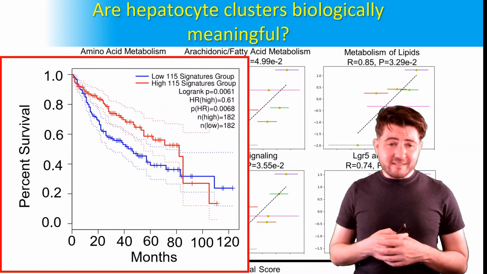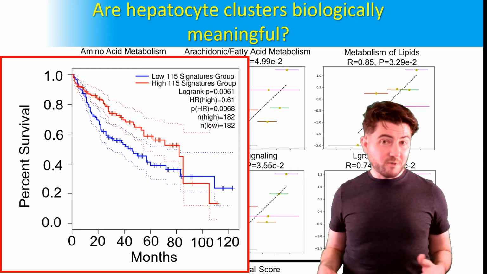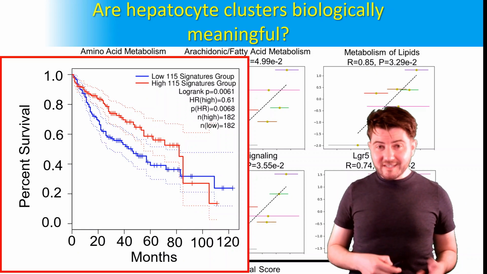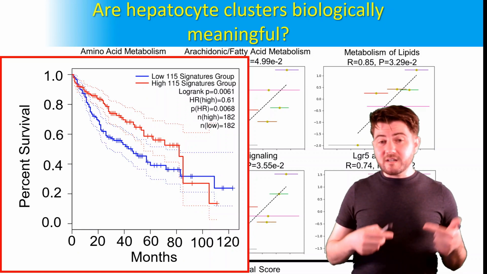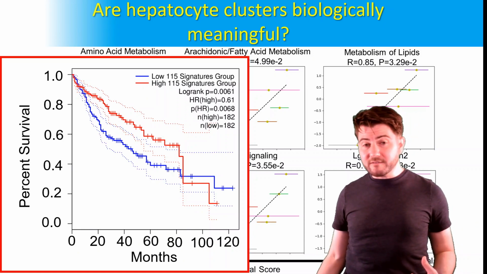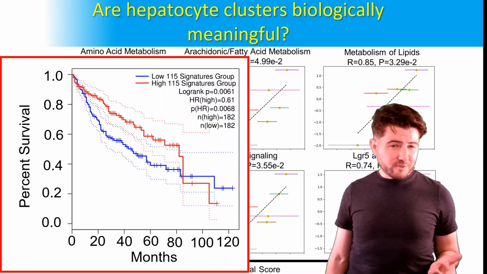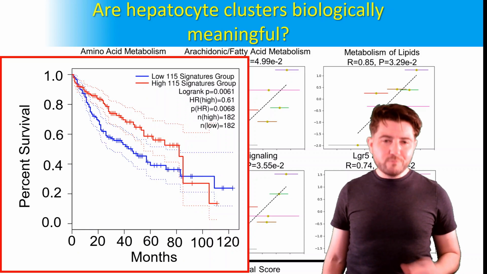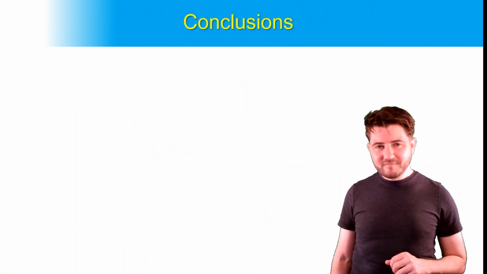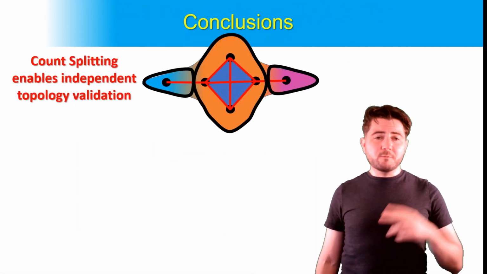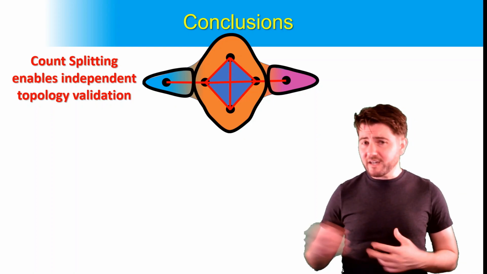That being said, the reason that I think that's important is because we also fed these differentially expressed genes into survival analysis, and we ended up finding that central score seems to be associated with longer survival, which we think is associated with beta-catenin-driven hepatocellular carcinomas being slower to grow, despite the fact that they're actually harder to treat in some ways. So overall, we've used count splitting to enable independent topology validation, and I have an open source repository for this.